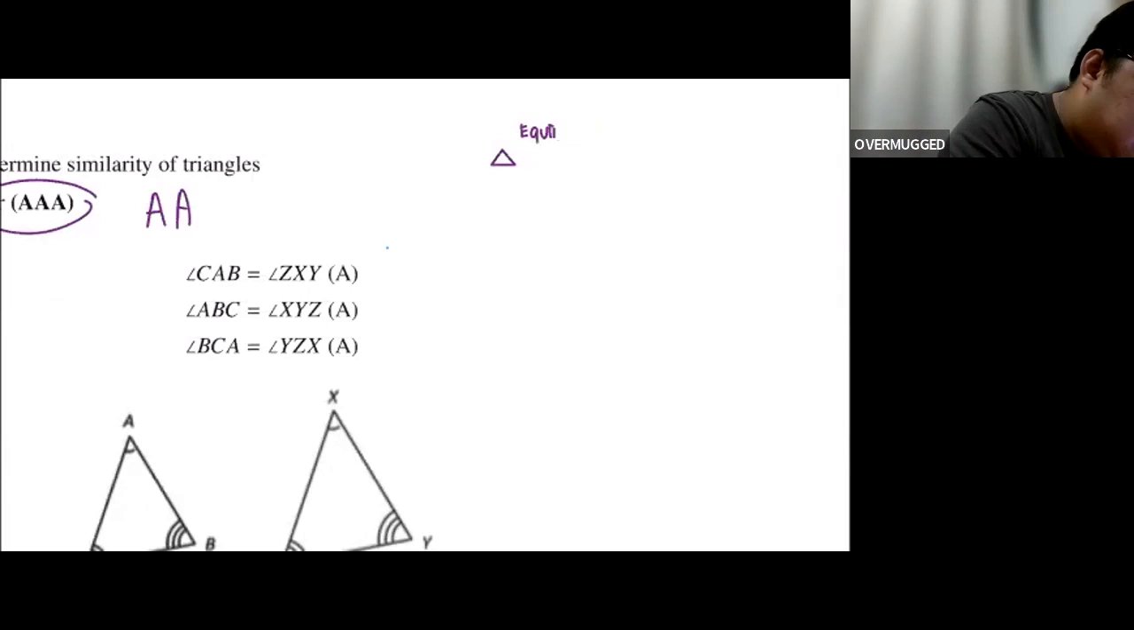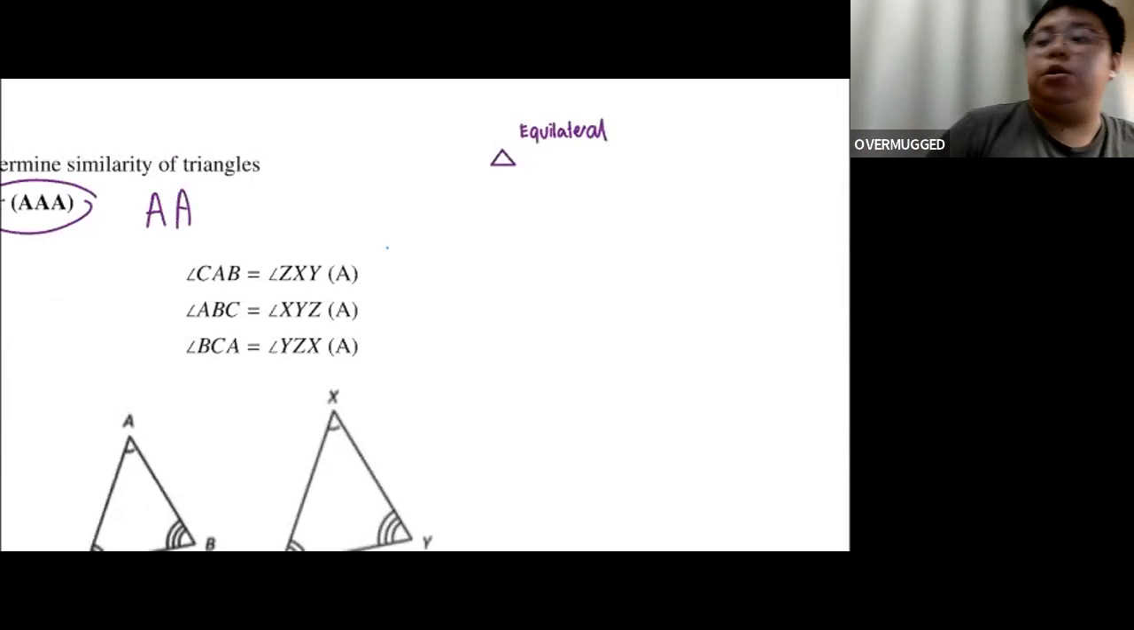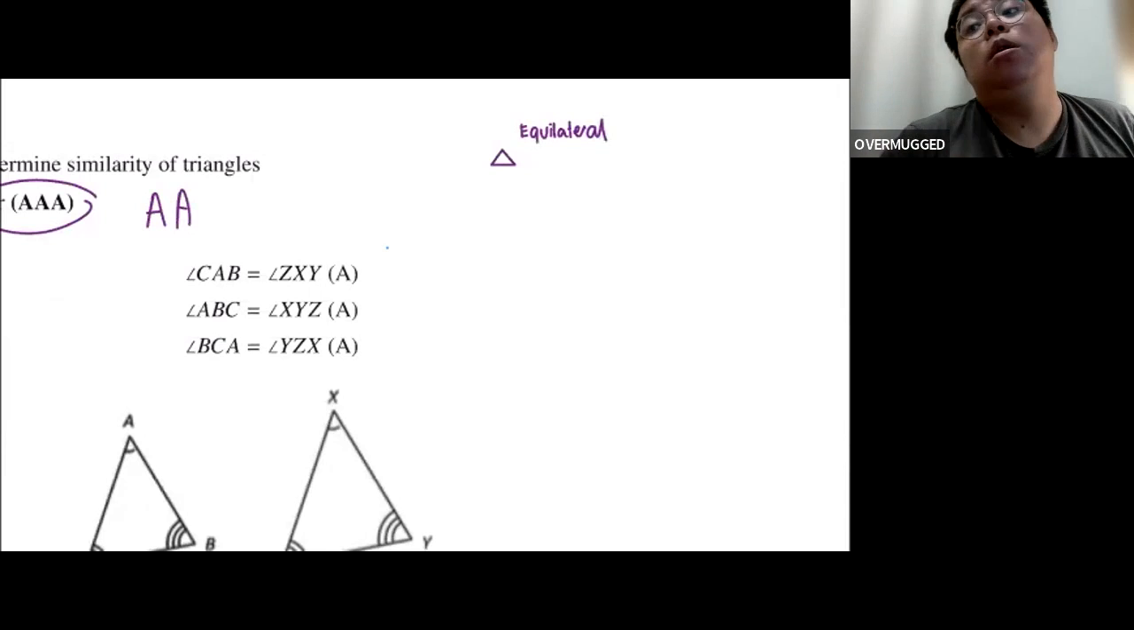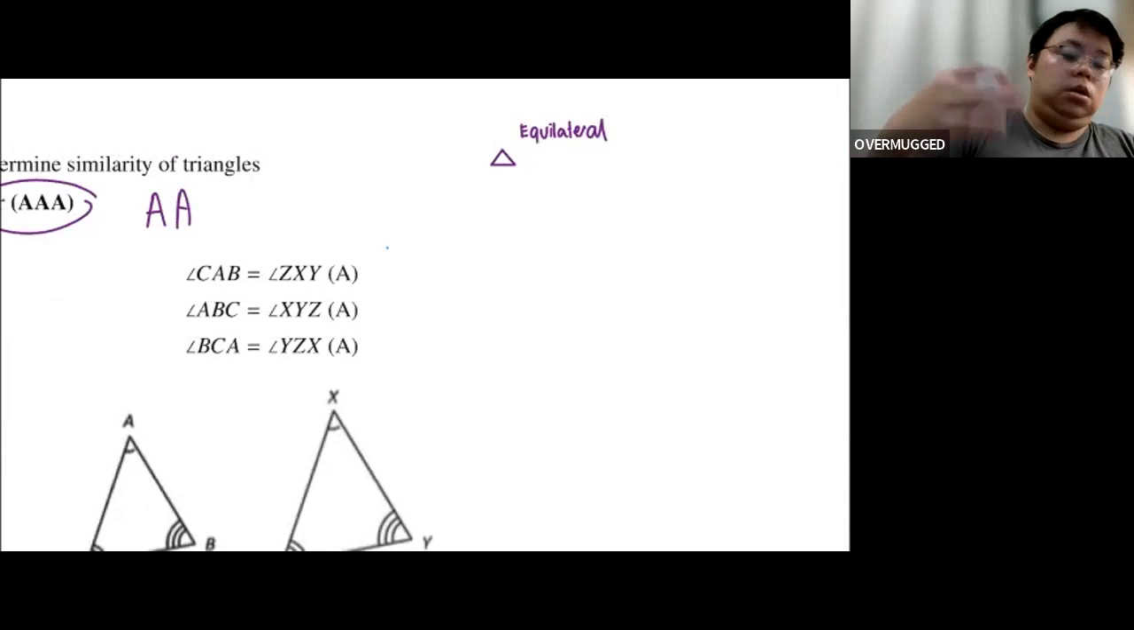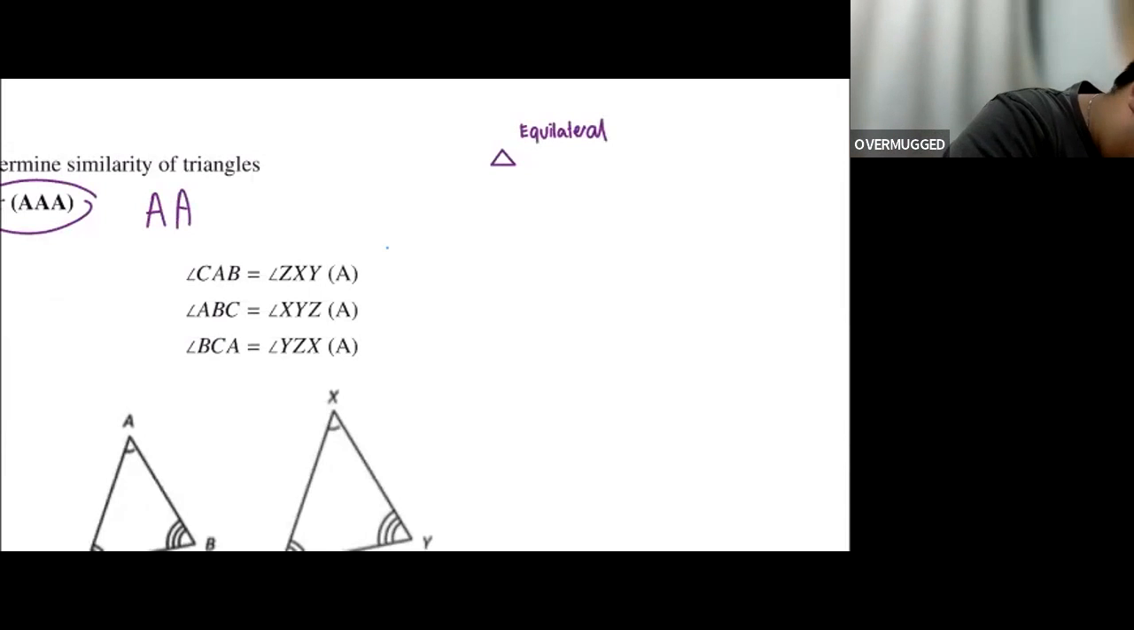Oh my God, I just butchered the spelling for equilateral. Sorry. How do you spell equilateral? E-Q-U-I-L-A-T-E-R-A-L. Apologies. Okay, so this is an equilateral triangle, and we all know that the angles in an equilateral triangle are 60 degrees. Okay, so I'm just going to label one of them 60.